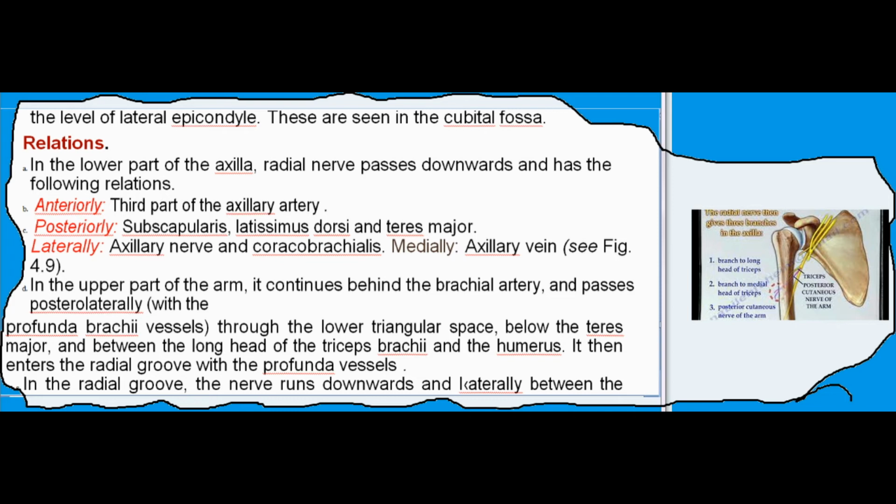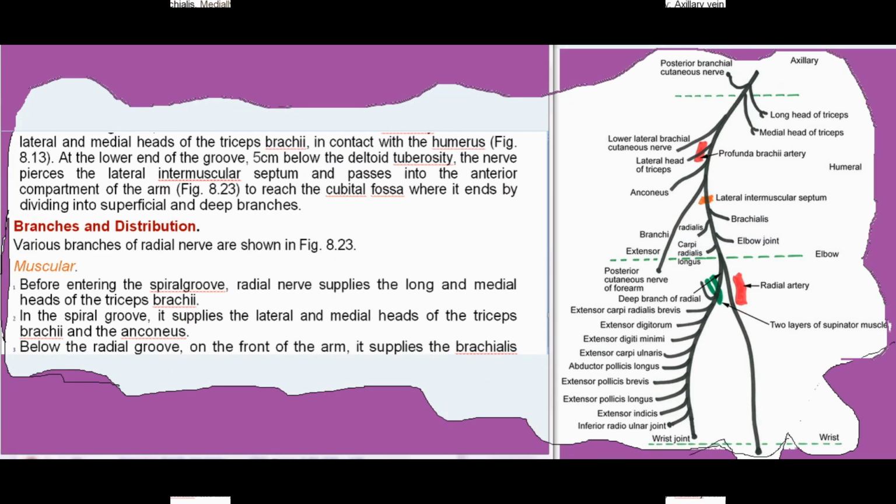In the upper part of the arm, it continues behind the brachial artery, and passes posterolaterally, with the profunda brachii vessels, through the lower triangular space, below the teres major, and between the long head of the triceps brachii and the humerus. It then enters the radial groove with the profunda vessels. In the radial groove, the nerve runs downwards and laterally between the lateral and medial heads of the triceps brachii, in contact with the humerus, Fig 8.13.